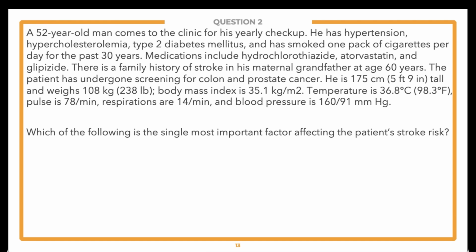The patient has undergone screening for colon and prostate cancer. He is 5'9", weighs 108 kilograms, 238 pounds. BMI is 35.1. Temperature is 36.8. Pulse is 78. Respirations are 14 a minute. And blood pressure is 160/91. So once again, which of the following is the single most important factor affecting the patient's stroke risk?